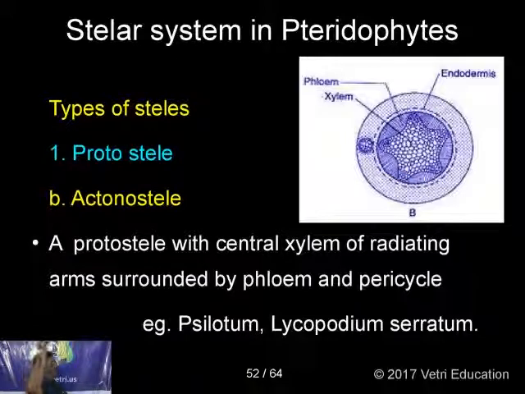The second one is called the actinostele. Here you can see clearly the protostele, and the central xylem is radiating like this, and in between you can find the phloem. So a protostele with the central xylem of radiating arms surrounded by phloem and pericycle is called actinostele. Example, Psilotum and Lycopodium serratum. In the serratum species you can find this type of actinostele.